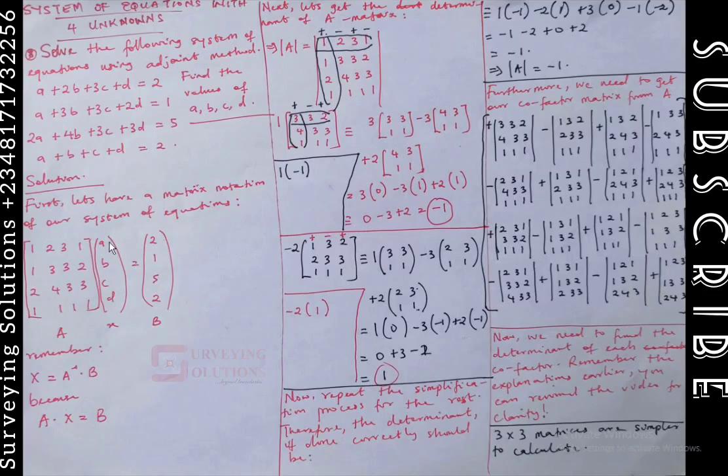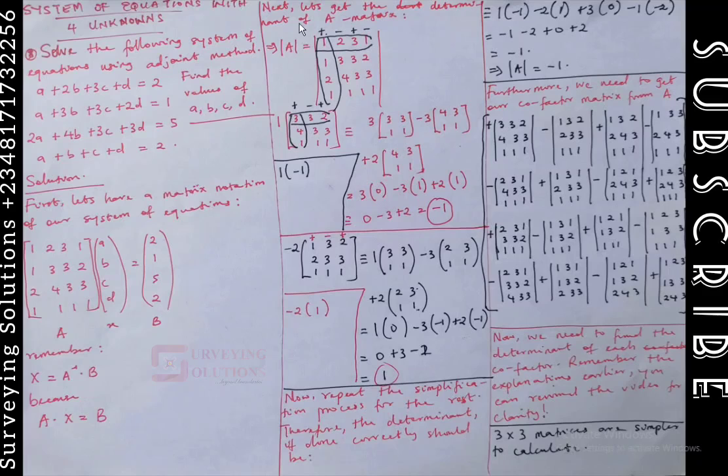Then we also have the matrix of the unknowns, X. Then we have our constants on the right hand side, also in a matrix, B. So we have A multiplying X to give B. Therefore, X, the matrix of our unknowns, is the inverse of A multiplied by B. These are important expressions you need to note as we proceed in the computation.